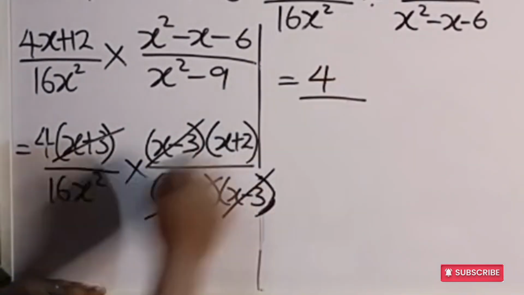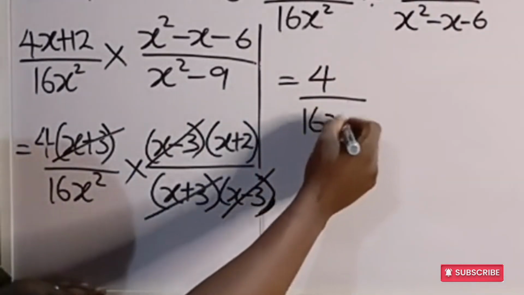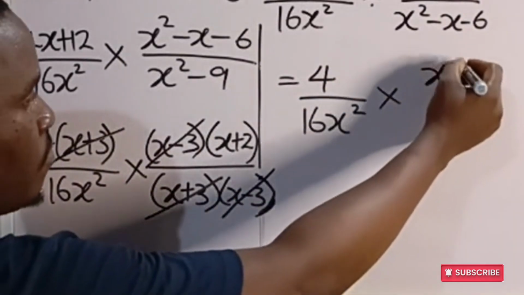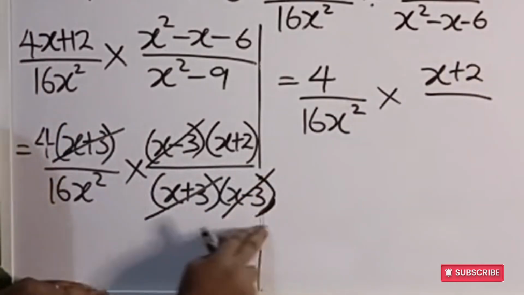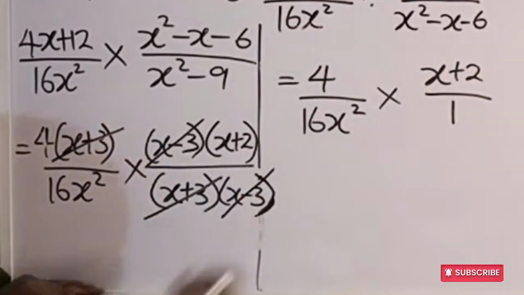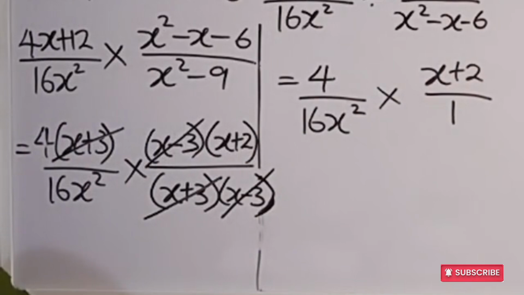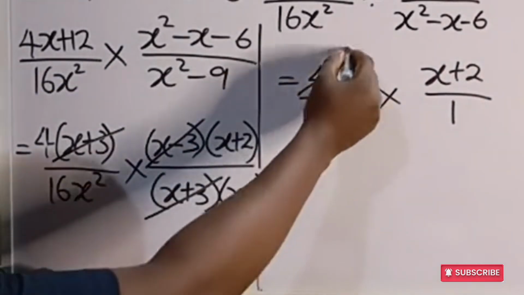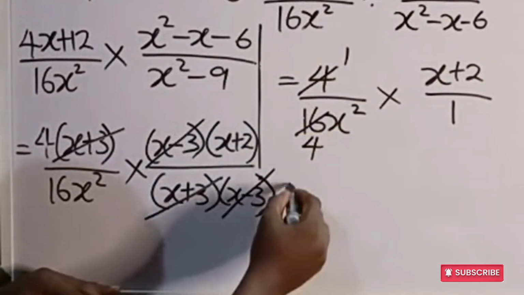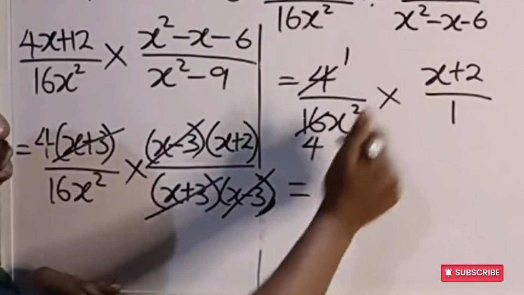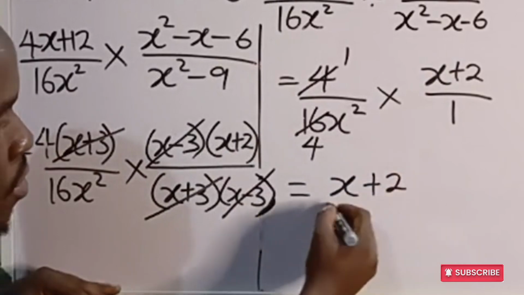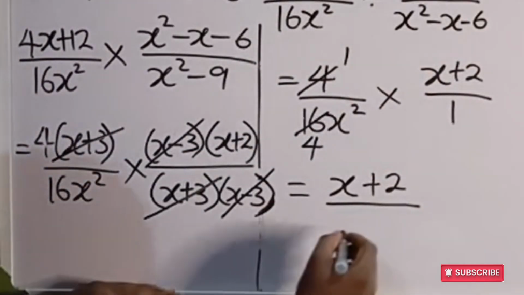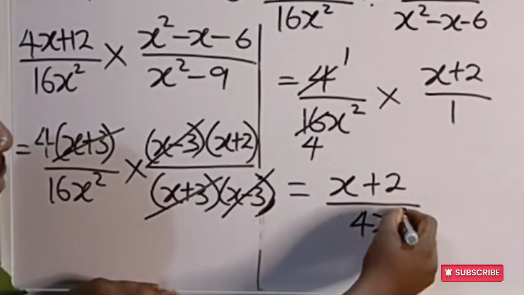We have 4 all over 16x squared, multiplied by x plus 2 all over. What we have remaining here is 1, so we have all over 1. So do we still have what we can use to cancel out? Yes. 4 and 16. 4 here, 1. 4 here, 4. So this will give us 1 multiplied by x plus 2 will give us x plus 2 all over 4x squared multiplied by 1 will give us 4x squared.